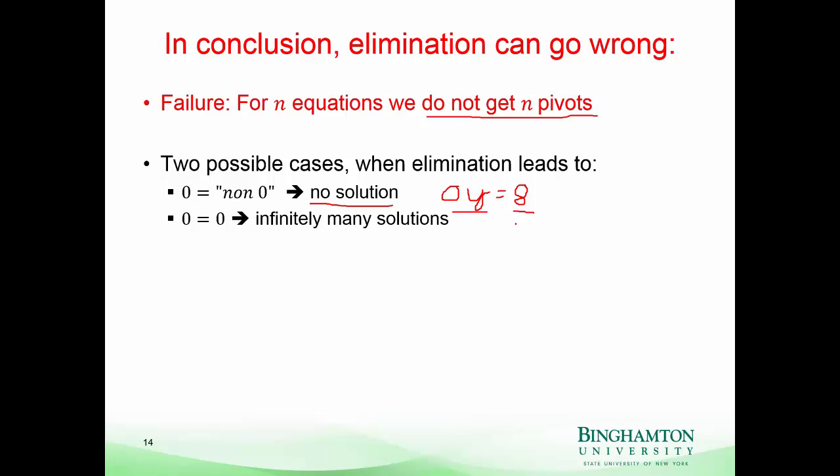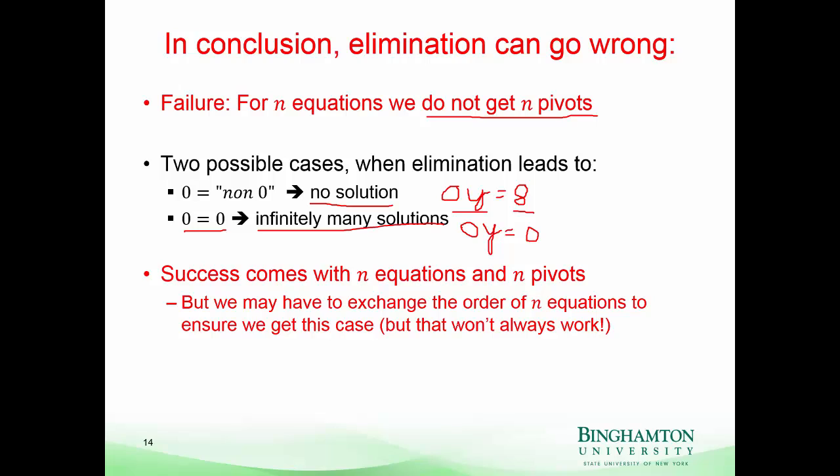And then we ended up with, for the second one, 0y is equal to 0. So there we had 0 is equal to 0, and that totally eliminates that equation. And so then we ended up with infinitely many solutions. So these are 2 important cases. You now have a way of identifying when they happen. And the key is none of the pivots can be 0.